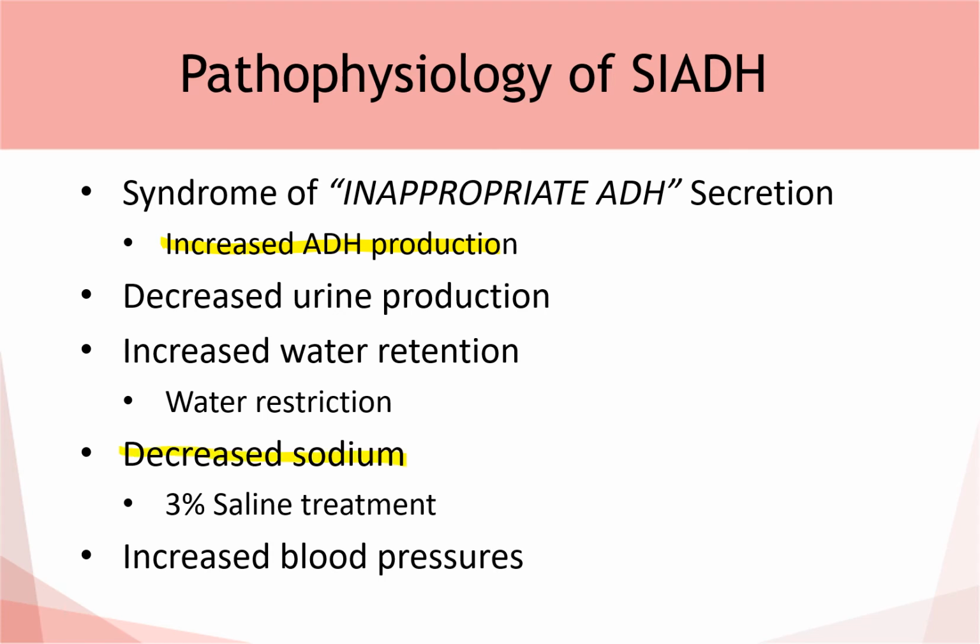So the big two treatments that we look at for SIADH are, one, water restriction, and two, 3% saline, and that's really to primarily treat the hyponatremia that comes along with this. As a result, these patients also have some degree of increased blood pressure.